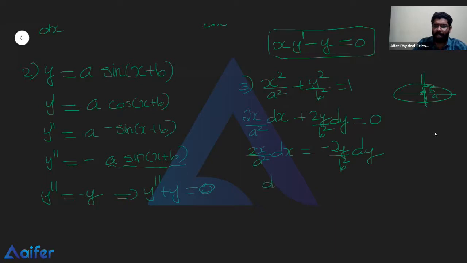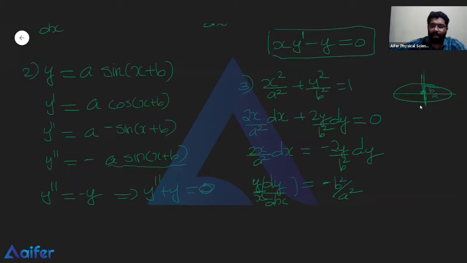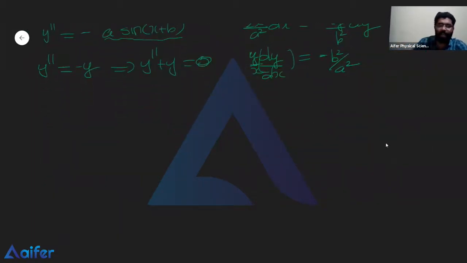So I can write dy by dx into y. Here I have y and I bring x here. y by x will be equal to, the 2's will cancel, and I put b here, which is minus b square by a square. So I am left with this quantity. That equation I will write it again, right here again. y by x dy by dx equal to minus b square upon a square.